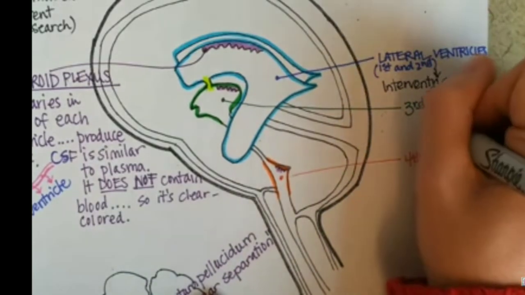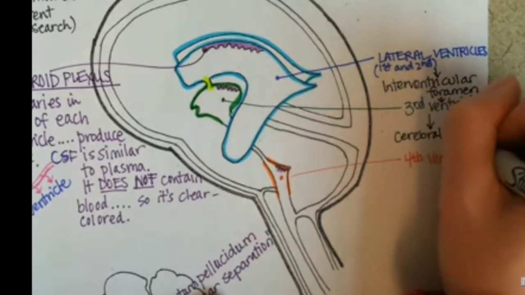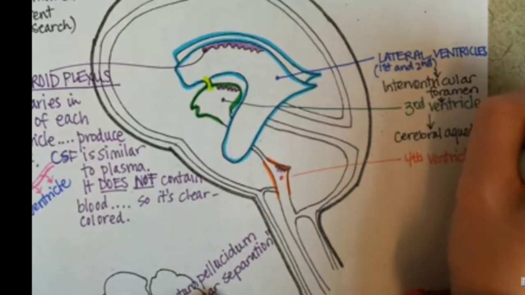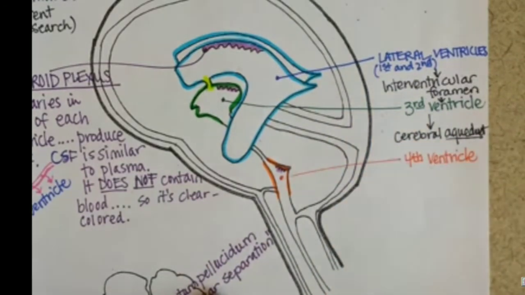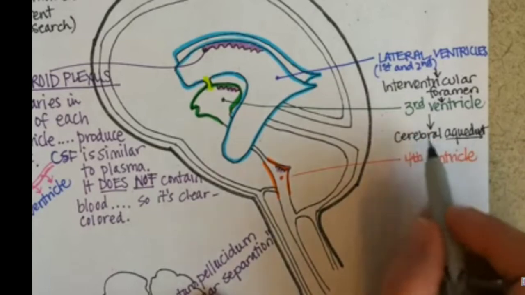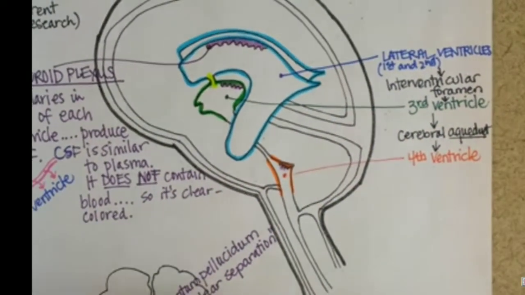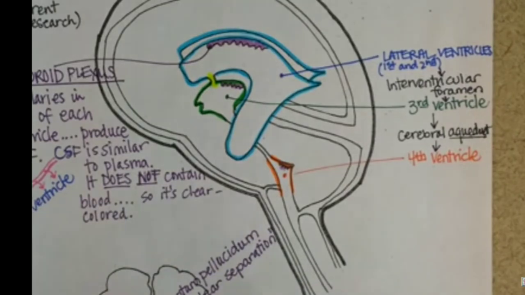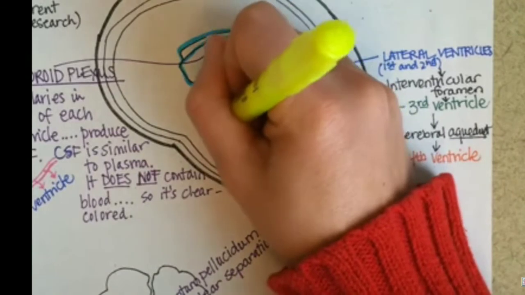And then from the third ventricle to the fourth ventricle via the cerebral aqueduct. You probably know an aqueduct is a channel for water, and so the cerebral aqueduct is a channel for cerebral spinal fluid through the brain from the third ventricle to the fourth ventricle. And that you can color in yellow here.